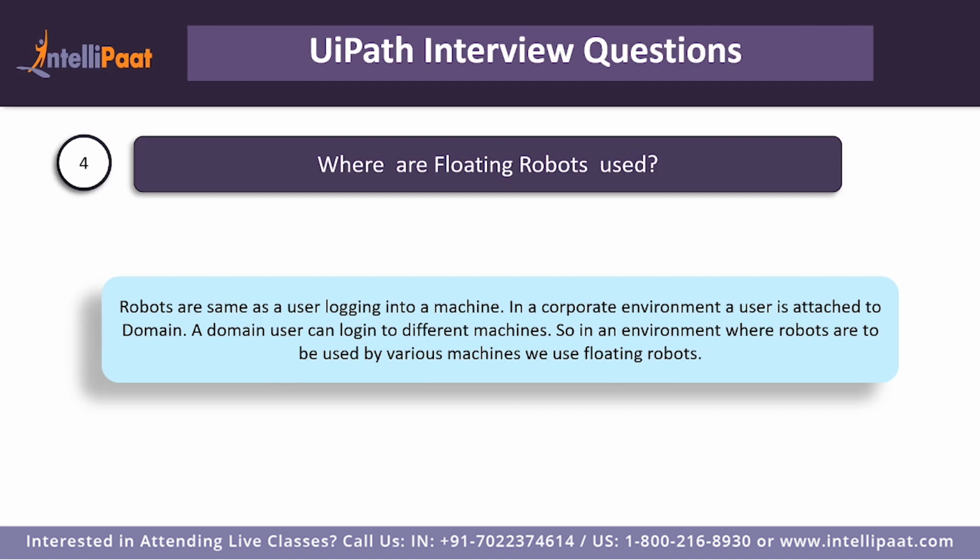In a corporate environment, a user is attached to a domain, right? So as I mentioned before, a lot of people will be working on the same system, but they will be working in different kinds of domains. So the user is attached to a particular domain, and a domain user can log into various different machines, right? If they are working virtually and stuff like that, they can log into various different machines. So in an environment where robots are used by various machines, in order to be useful in those scenarios, you have to use floating robots. If you are using multiple machines to run similar tasks and you want to use the same robots for running tasks in various different machines, then you use floating robots. Now that is what floating robots is.